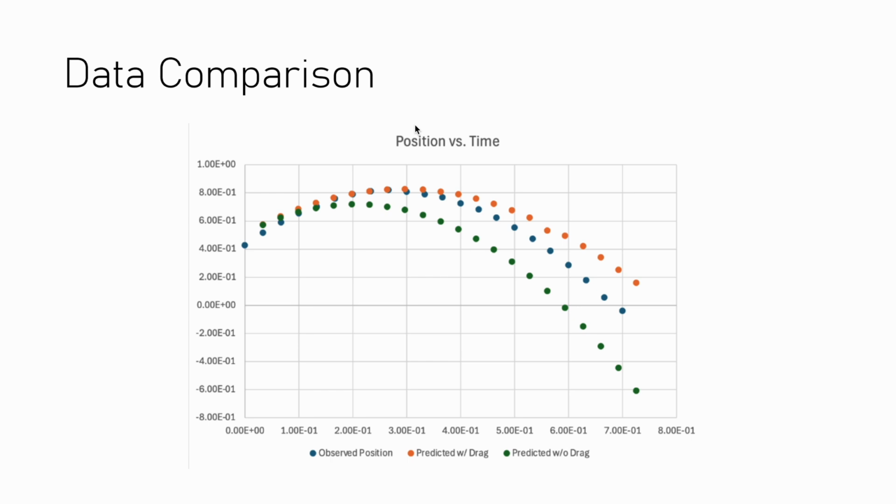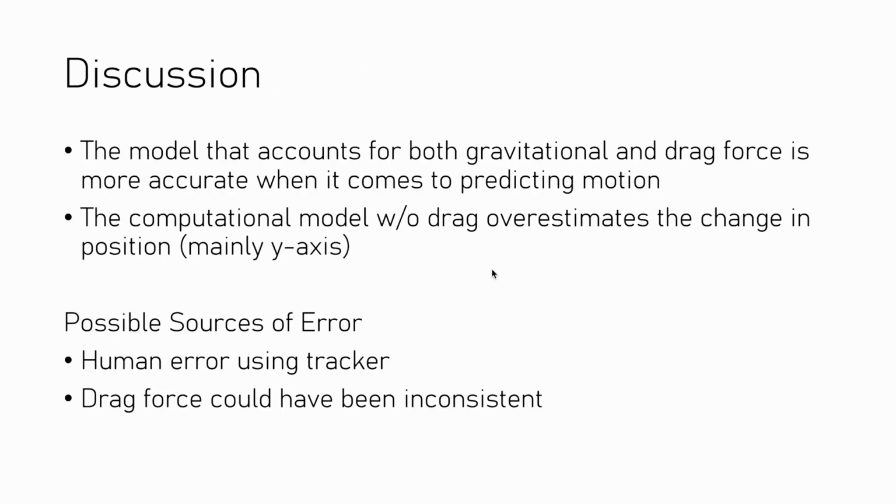Data comparison. All three graphs were displayed here. You can see that the one predicted with drag is most similar to our observed position, which is our actual data that we got from Tracker. And then the one that we predicted without drag is not similar to the observed position at all. So you can see that with drag is more accurate.